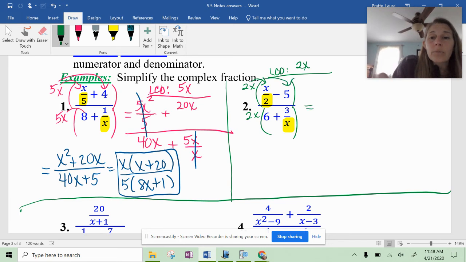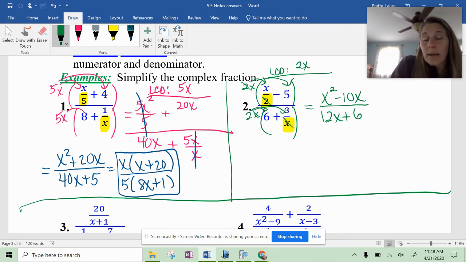So on the top here, when I multiply 2x times x over 2, my 2's cancel. So I'm just left with x squared. And then 2x times negative 5 is negative 10x. On the bottom, 2x times 6 is 12x. And when I do 2x times 3 over x, the x's cancel, and I'm just left with 6.